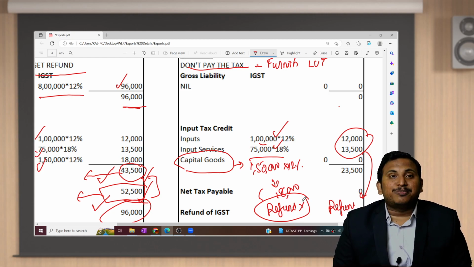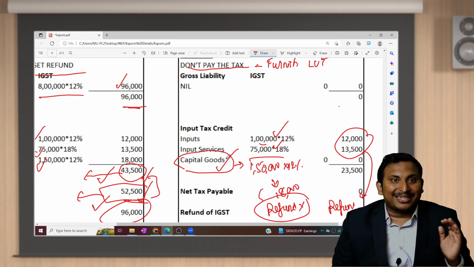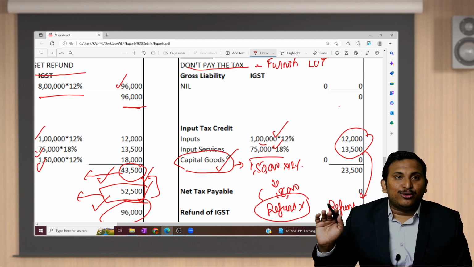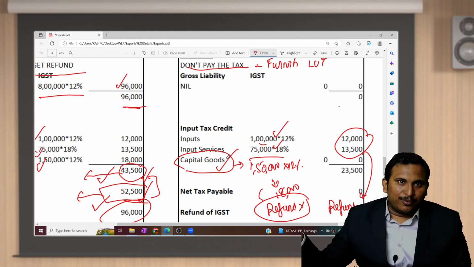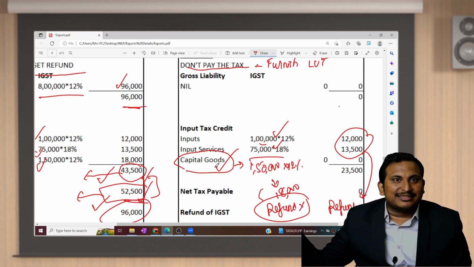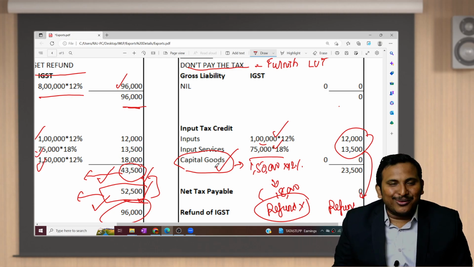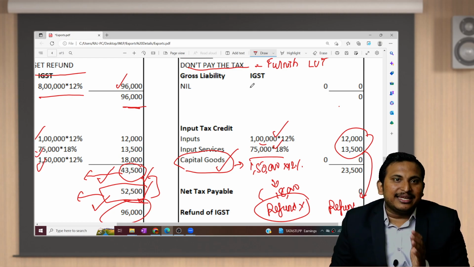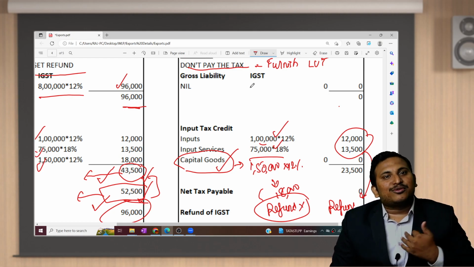So which option is preferable, sir? Both are fine actually. It's you who have to select. If there is more tax on capital goods that you have paid at the time of purchases, and you have sufficient turnover, which can be used to pay the other taxes, then no problem. Happily go for option 2, because for exports we are not paying anything. Whatever we have paid at the time of purchase also we are getting back.